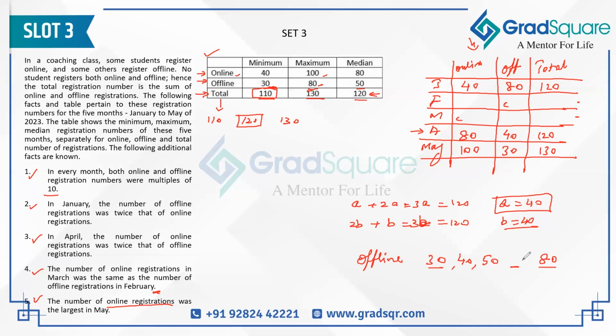So if 50 has to remain the median, then the other value for offline after 50 has to be either 50 or greater than 50. That's something that we know, right? So we know one of these values has to be 50.